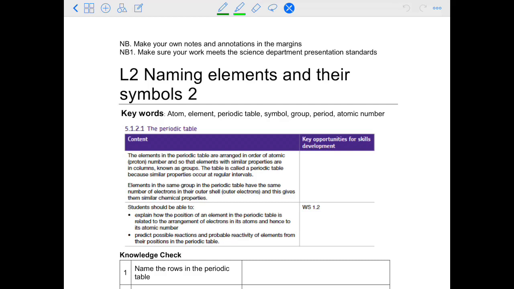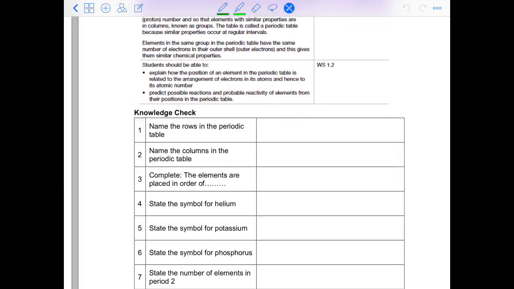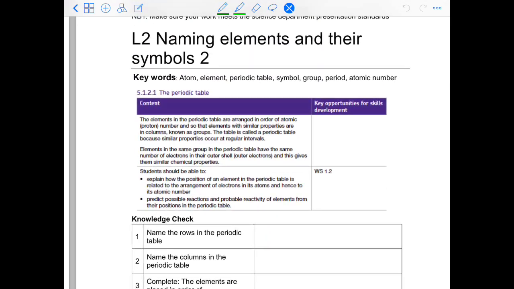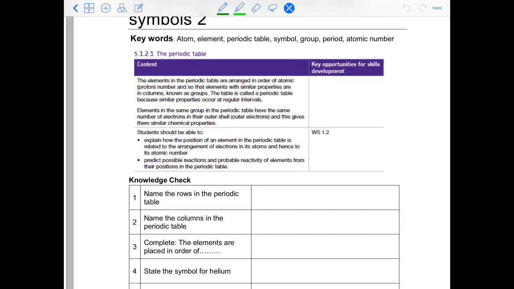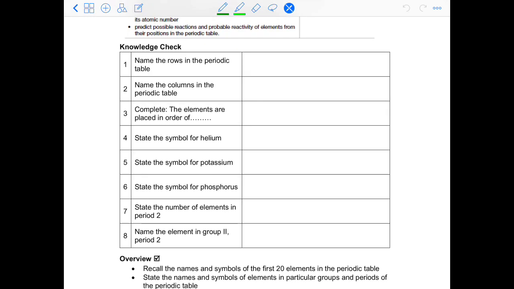Today we're doing lesson 2 of atomic structure, naming elements and their symbols, part 2. So hopefully you've had a chance to practice the different elements because we will be talking about them again. So before we get started, there's a knowledge check there. Hopefully you have it in front of you as well.